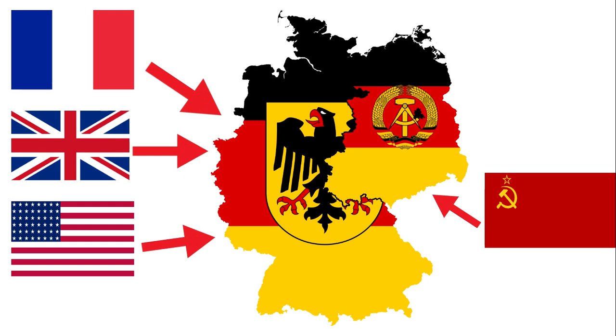It was divided into two parts: East Germany and West Germany. East Germany was ruled by the Soviet Union, and West Germany was ruled by France, UK, and USA. And this is how World War II ended.